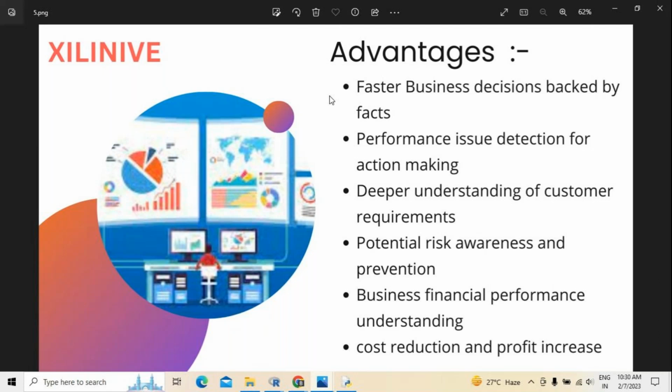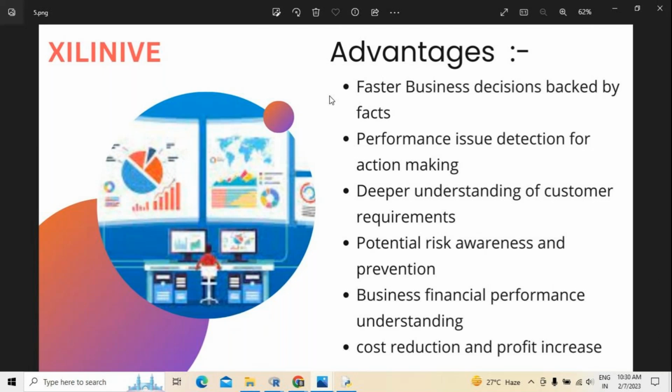One is that data analysis is being used to make faster business decisions, but these decisions must be based on the facts we have established. Point number two, performance issue detection for action making: if you want to perform any kind of action, there is some performance issue detection, and everything should be taken into account.